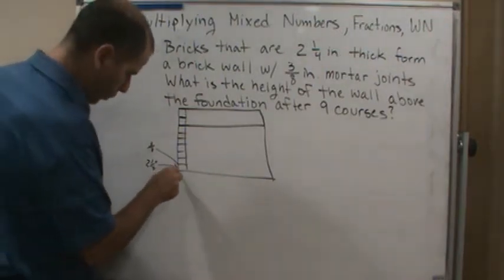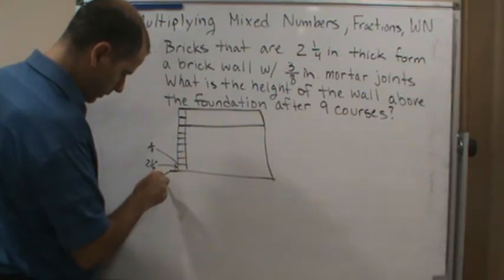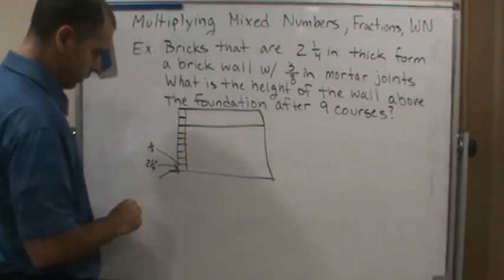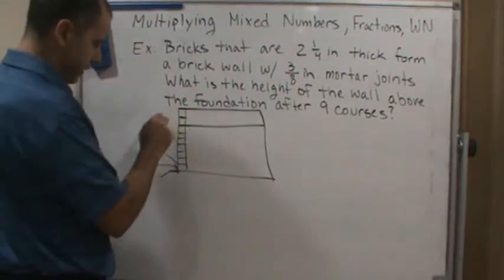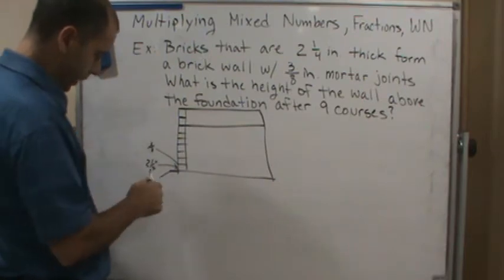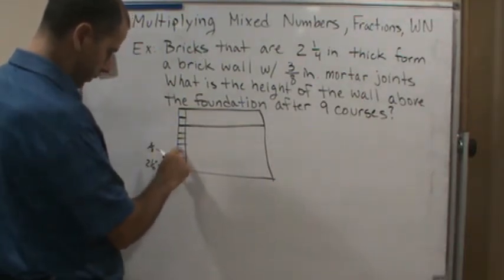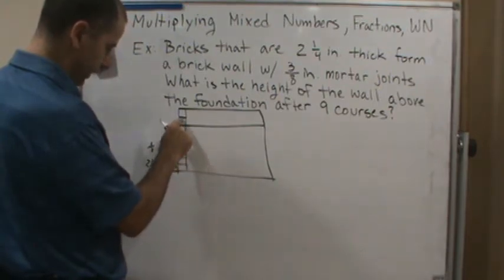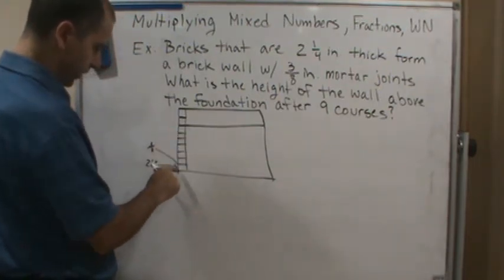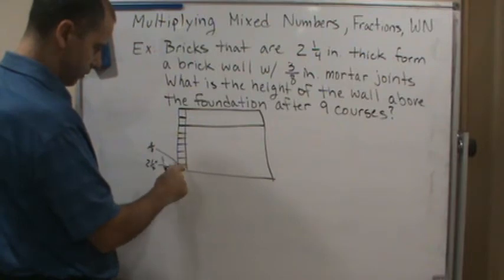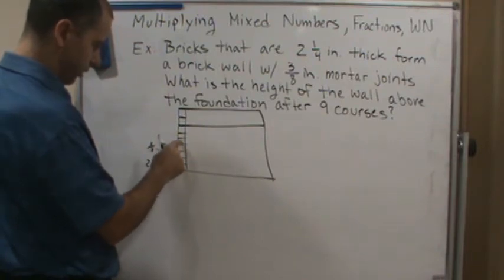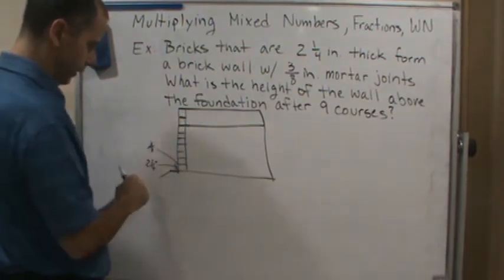But we also have mortar at the bottom here. We don't need mortar at the top. So how many places are we going to have mortar? We got 1, 2, 3, 4, 5, 6, 7, 8, 9. And how many bricks do we have? Well, we have 9 courses, so that's 9 rows. We have 1, 2, 3, 4, 5, 6, 7, 8, 9.